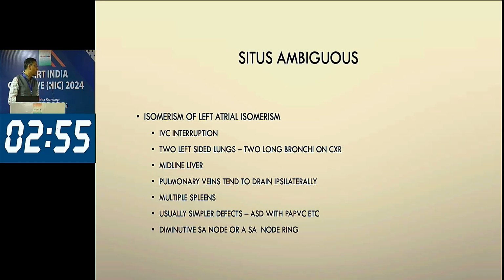Whereas in left atrial isomerism, we have features of IVC interruption, so the hepatic portion of the IVC is not there. There are two left-sided lungs, there is a midline liver, pulmonary veins tend to drain to both atria, ipsilateral drainage, multiple spleens, and usually we have simpler defects such as ASDs, PAPVCs, etc. And there is a diminutive SA node or an SA node sling.